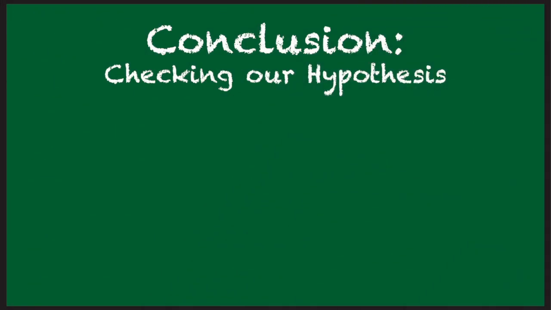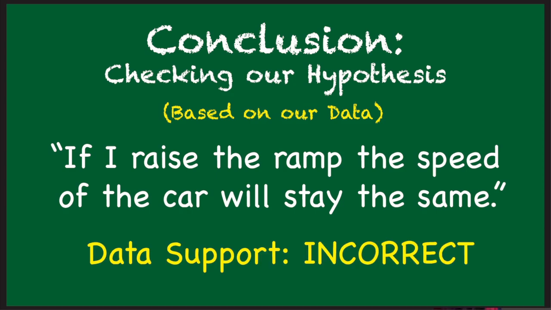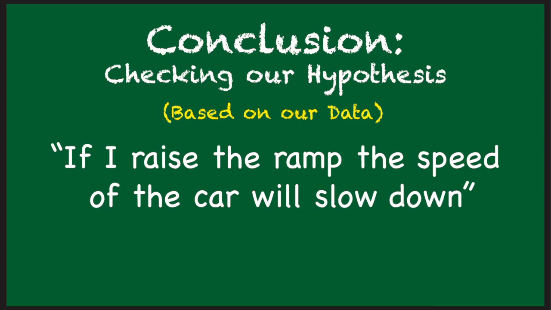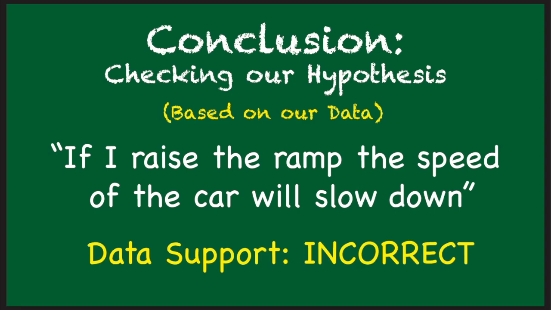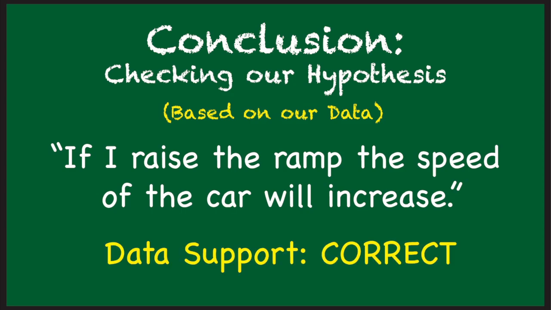The final step of the scientific method is to form a conclusion based upon the data that you collected during your experiment. One of the hypotheses you could have had was if I raise the ramp, the speed of the car will stay the same. However, the data did not support this, so your hypothesis would be incorrect. Another one would be if I raise the ramp, the speed of the car will slow down. Again, the data did not support this, so that hypothesis would be incorrect. The final hypothesis you could have formed was if I raise the ramp, the speed of the car will increase. The data did support this, so that would be a correct hypothesis.